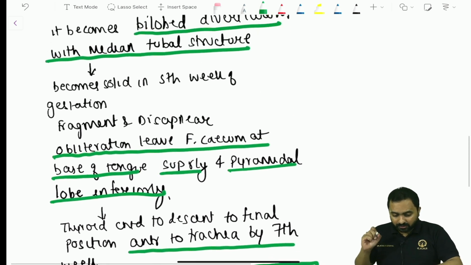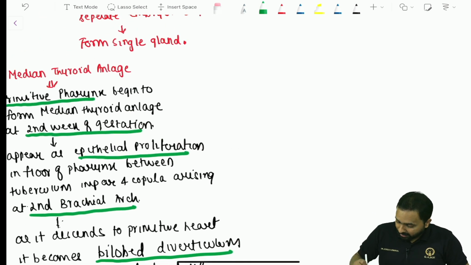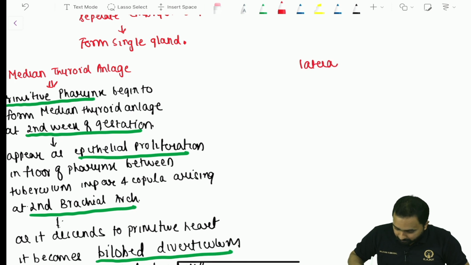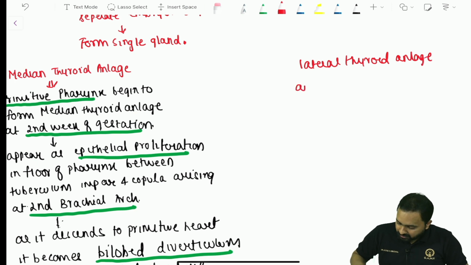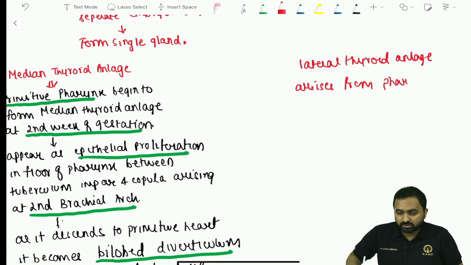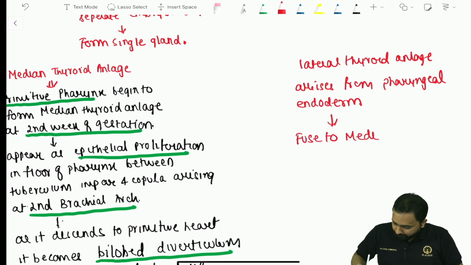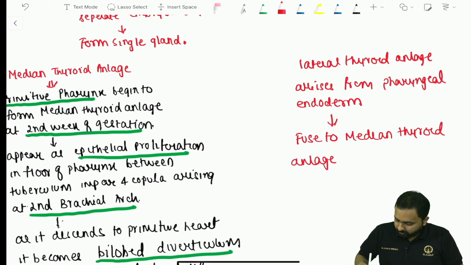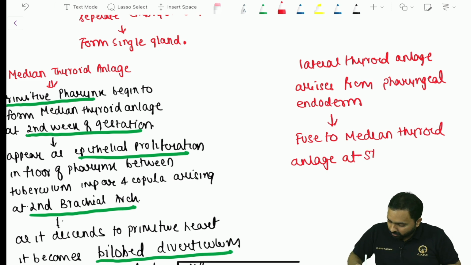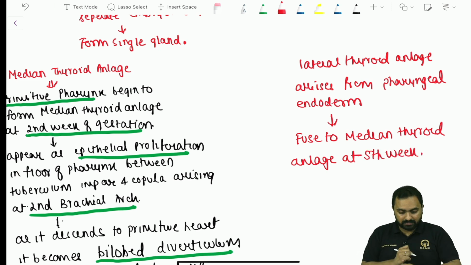anlage. Now, regarding your lateral thyroid anlage, right? So, your lateral thyroid anlage. Now, this arises from your pharyngeal endoderm, right? And they fuse to the median thyroid anlage at around your fifth week, right?